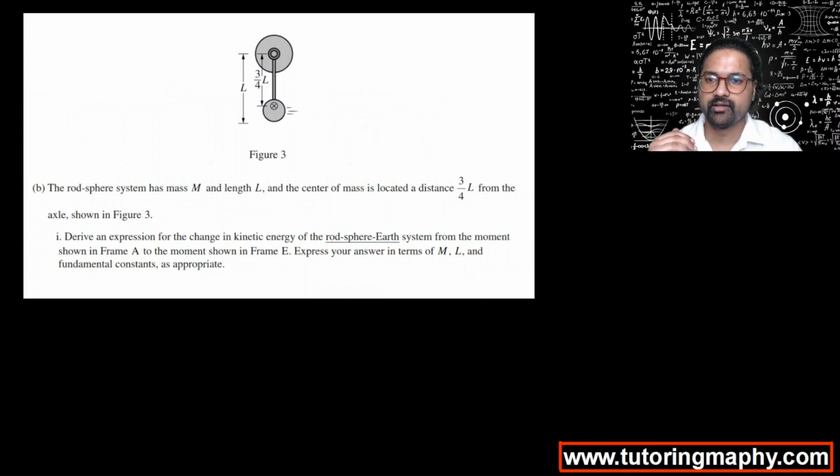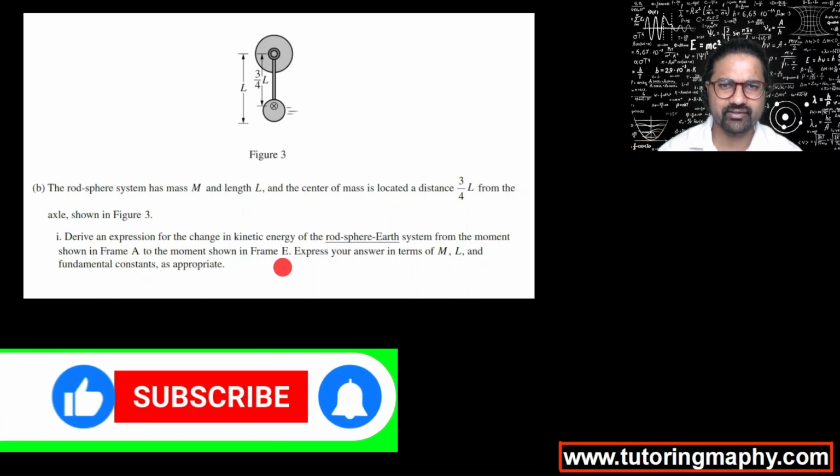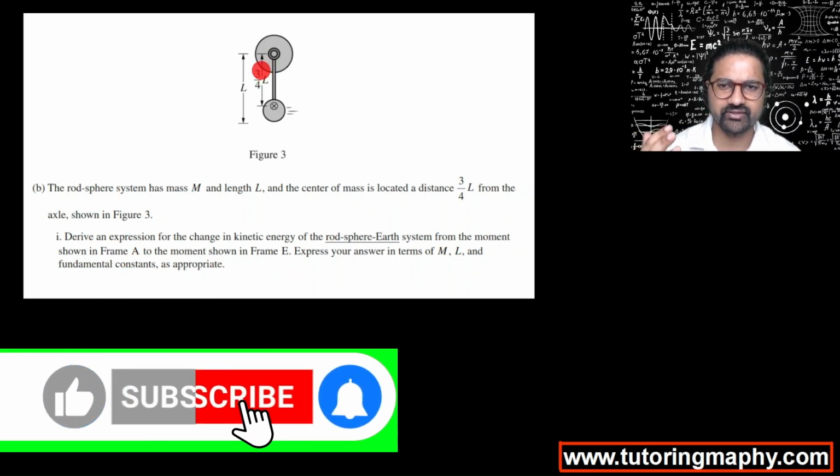All right. Okay, some dimensions are given to us: the center of mass is given as 3L/4 distance from the center. The rod-sphere system has a mass m and length L, and the center of mass is 3/4 of L. Derive an expression for the change in kinetic energy of the rod, sphere, Earth system from the moment shown in figure A to the moment shown in figure E. We just did that, right? Except for the fact that we didn't take this h length into account.